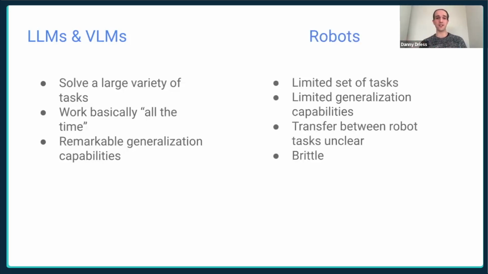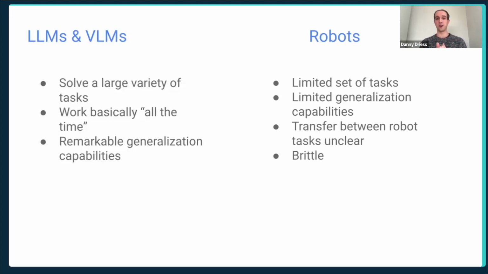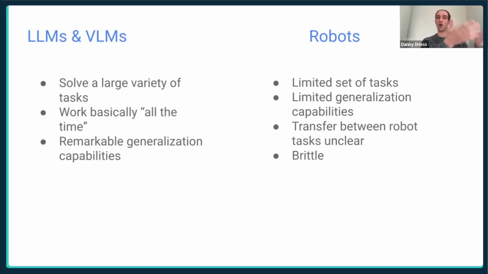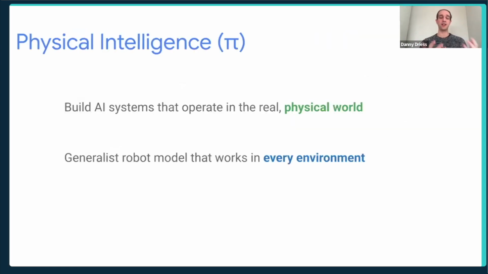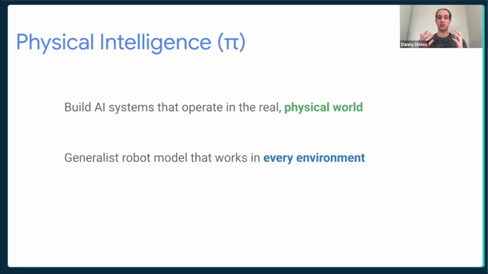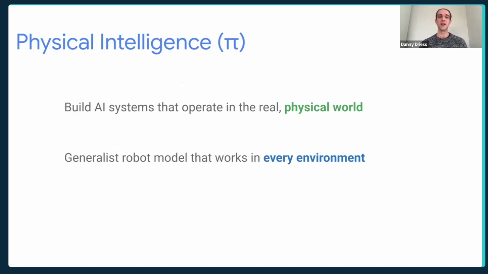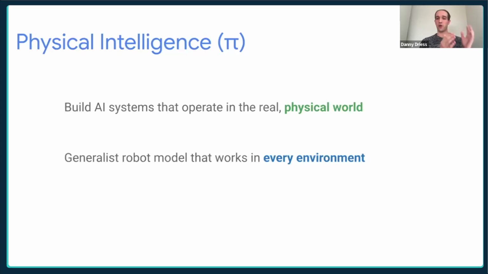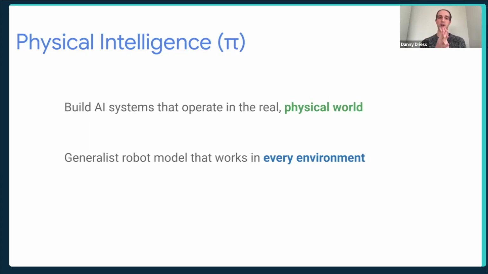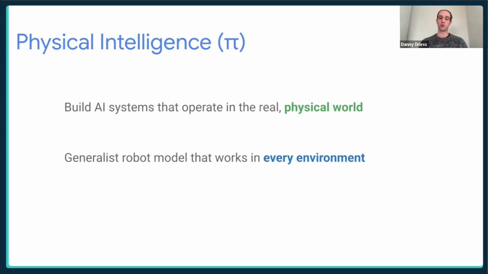But the state of the art in robotics is very different. Robots usually work on a limited set of tasks and show limited generalization capabilities. For example, they only work in one home, but not in another one. And so the solutions are very brittle. At Physical Intelligence, we're a startup that tries to fix that. Our mission is to build AI systems that operate in the real physical world. And we want to build generalist robot models that work in every environment and also for multiple robots within the limits of the hardware. So basically, we want to bridge this gap between the generalization capabilities that we see in LLMs and VLMs and robots.